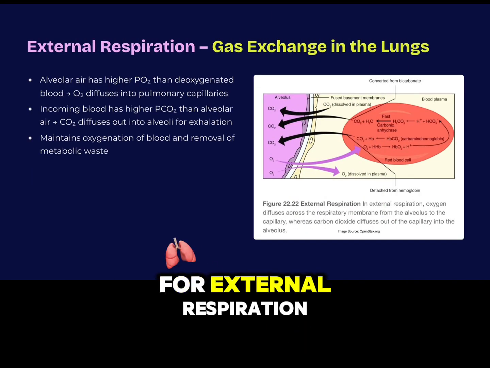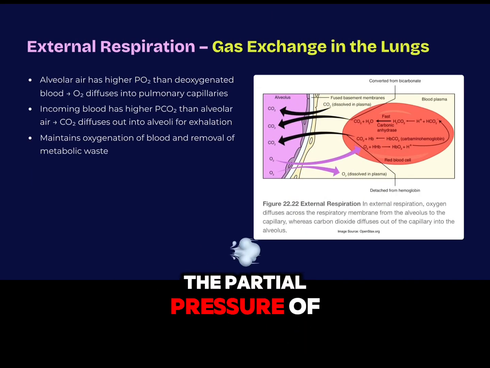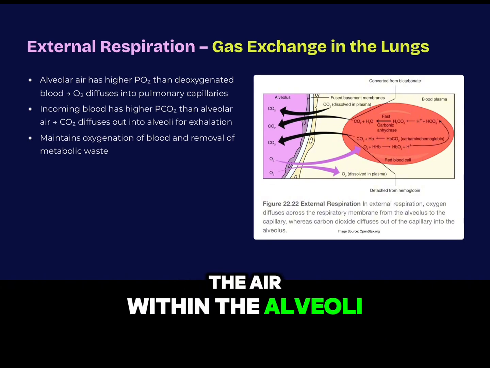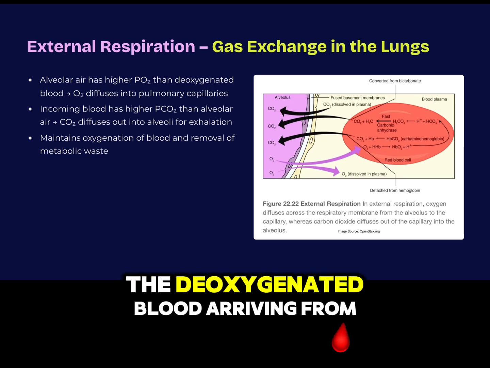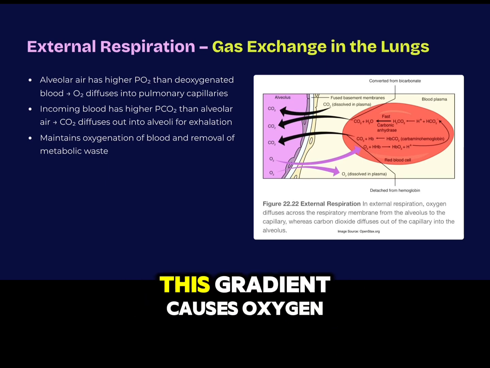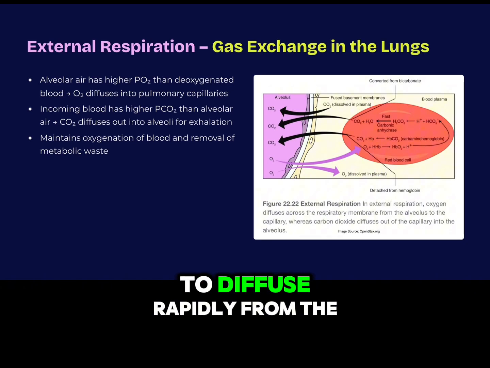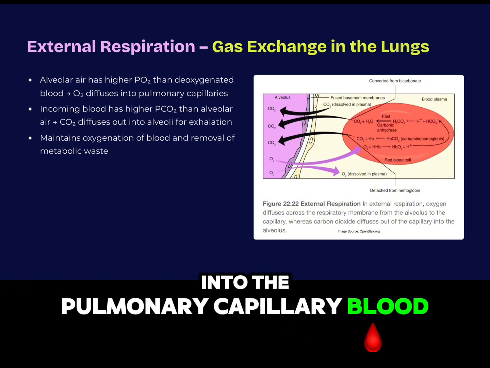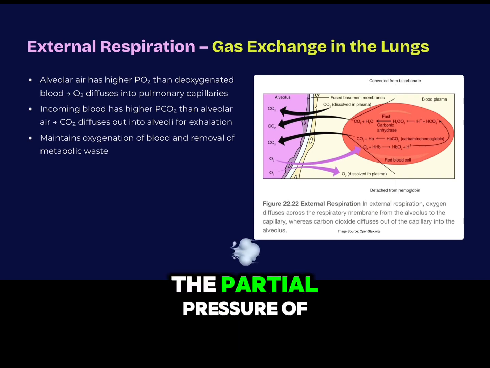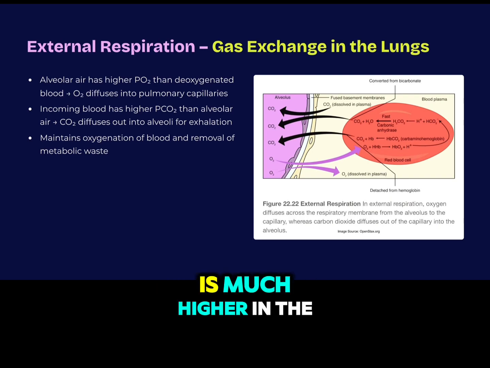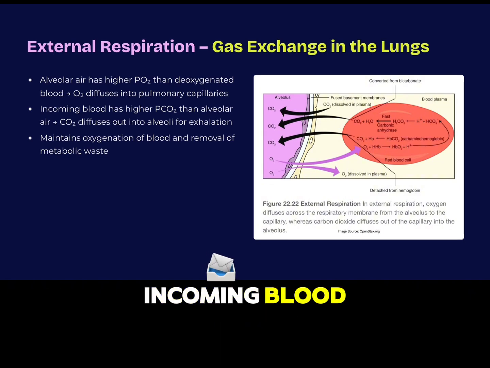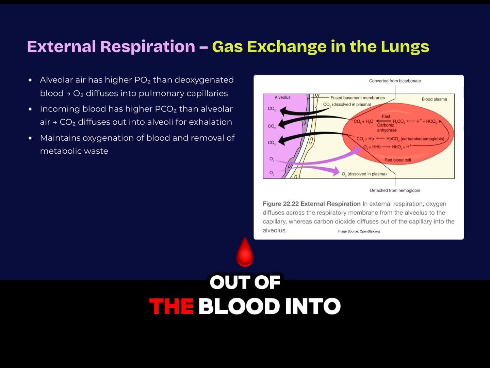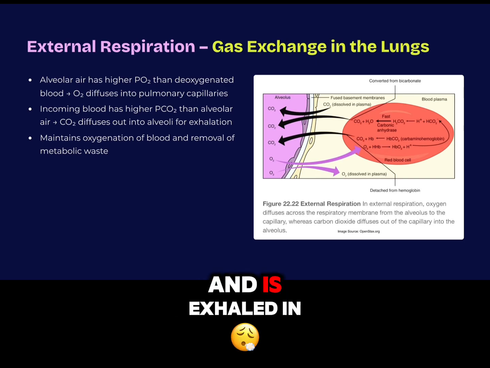In the lungs for external respiration, the partial pressure of oxygen is higher in the air within the alveoli than it is in the deoxygenated blood arriving from the body. This gradient causes oxygen to diffuse rapidly from the alveolar air into the pulmonary capillary blood. At the same time, the partial pressure of carbon dioxide is much higher in the incoming blood than in the alveolar air, so carbon dioxide diffuses out of the blood into the alveoli and is exhaled.